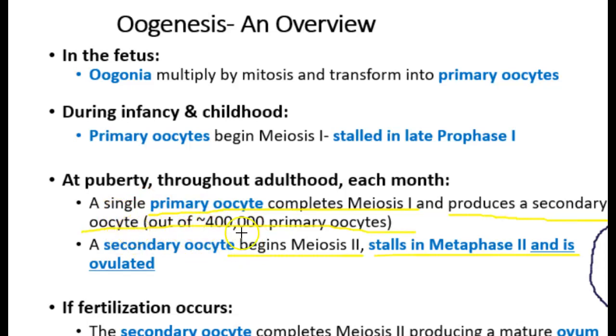A secondary oocyte is in metaphase 2, which automatically, since it says 2, is meiosis 2. If fertilization does occur, meaning if a sperm is around and touches the surface of this secondary oocyte, it will complete meiosis 2 and produce a mature ovum that exists just briefly until the sperm nucleus joins with the secondary oocyte nucleus to form a zygote.